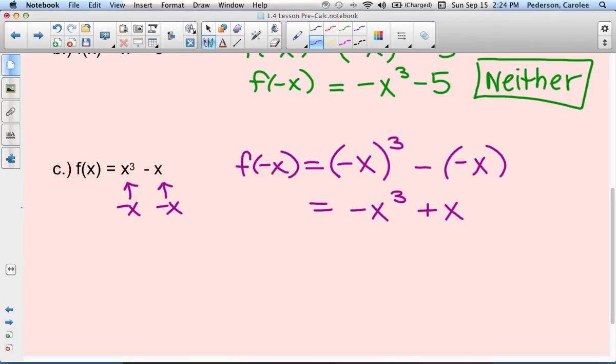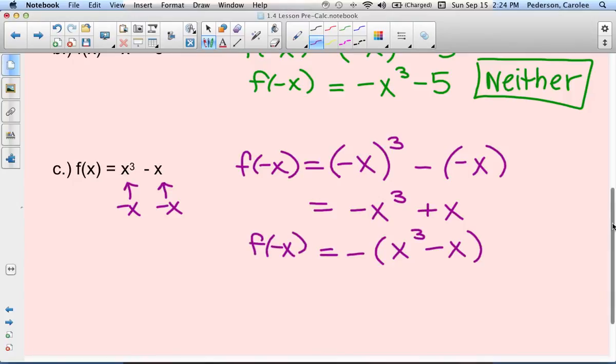Now what I'm going to do, be careful here, is I'm going to take out a negative 1. I'm factoring out a negative 1. So what I'm left with is now a positive x cubed and a negative x. I'm going to show you why that is the case.